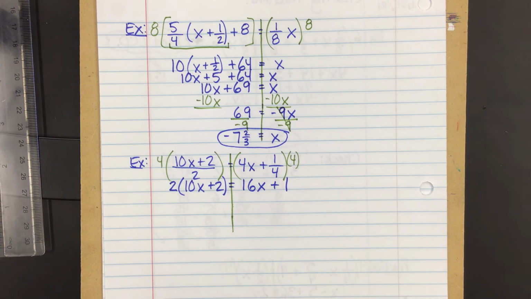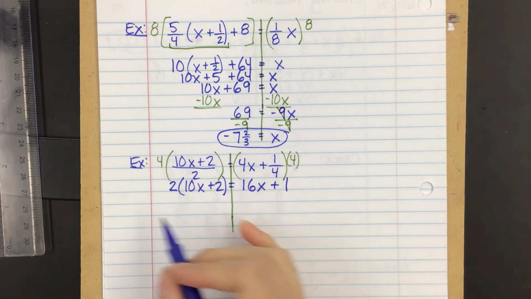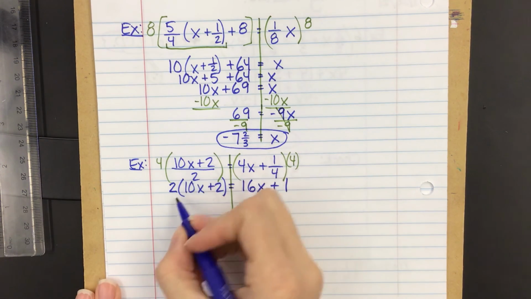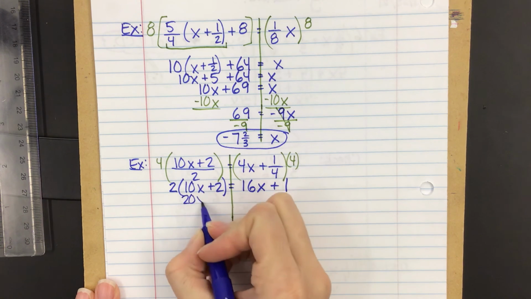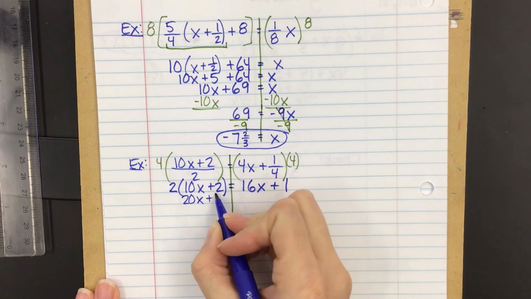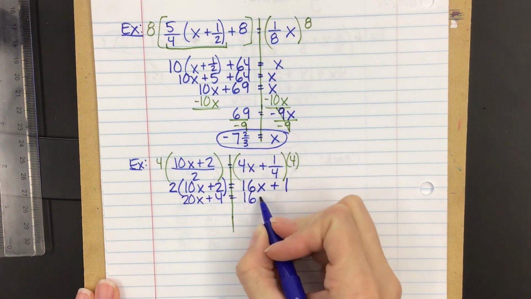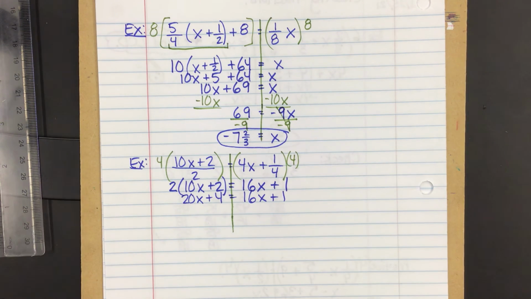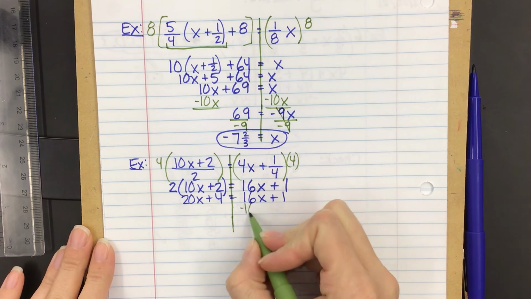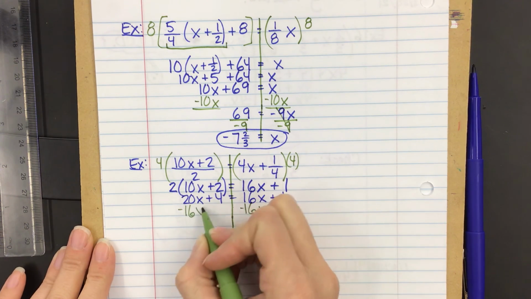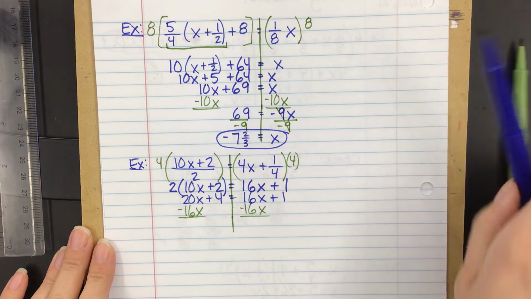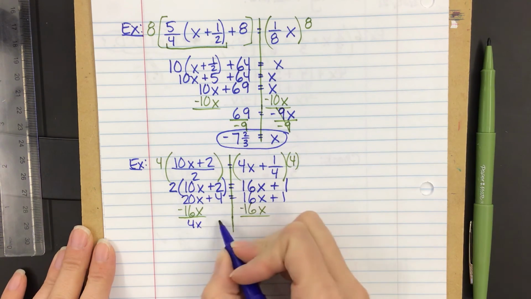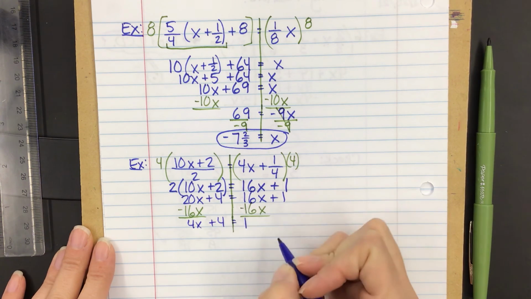Okay. And now we can simplify and solve it. So the first thing I'm going to do is distribute. So this is 2 times 10x is 20x, and 2 times 2 is 4. Okay. Now there are no like terms here, so I'm just going to start moving my variables over. So this is going to be minus 16x minus 16x. So 4x plus 4 is equal to 1.